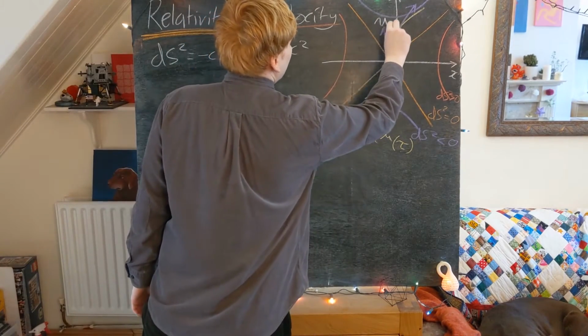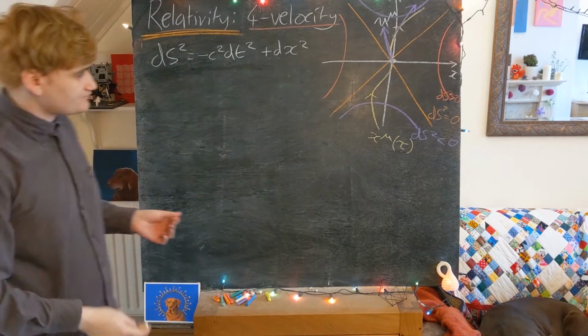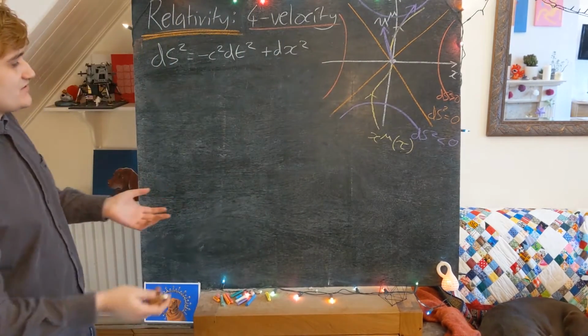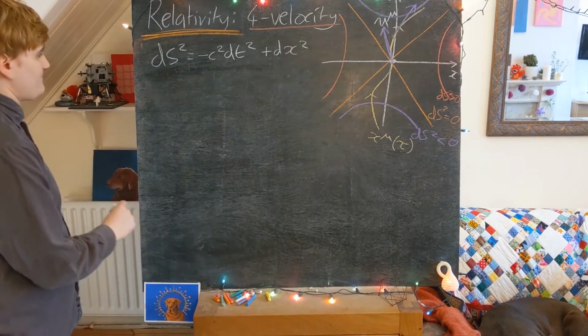So I've started drawing it here. We usually give it the name u. And all it is simply just the parameter derivative of our world line.